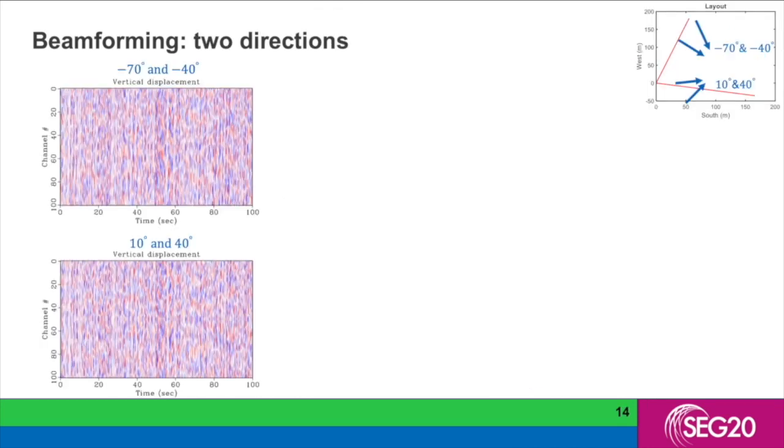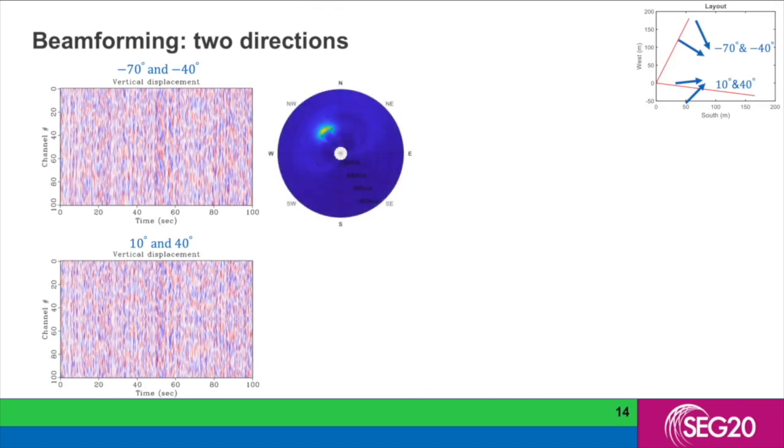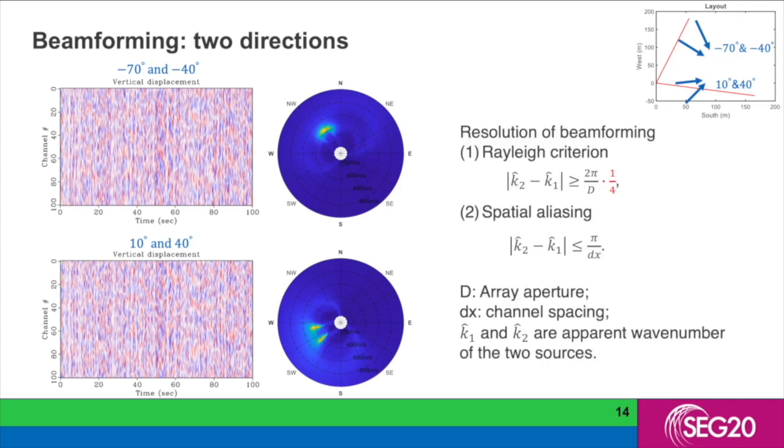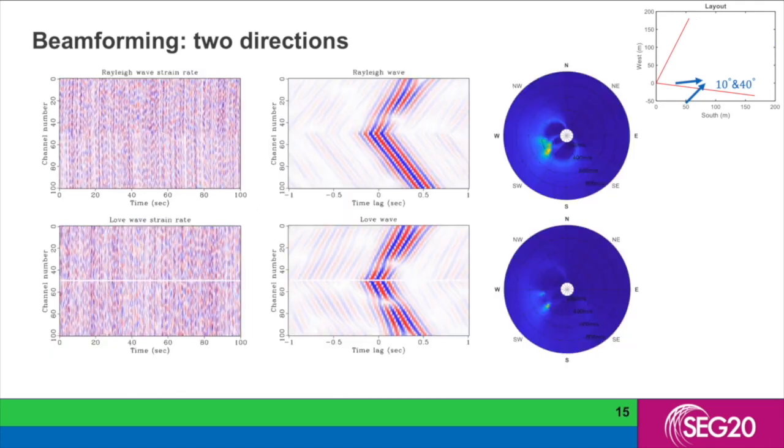When there are two directions of propagation of the ambient noise wave field, the two directions may not be resolvable from the vertical displacement, since the resolution of beamforming is limited. These are the two criteria of the resolution of beamforming. We can see the resolution is determined by the array aperture and geometry. From this example, we can see even if beamforming can resolve the two source angles from the vertical displacement, it's hard to resolve both angles from the DAS ambient noise.